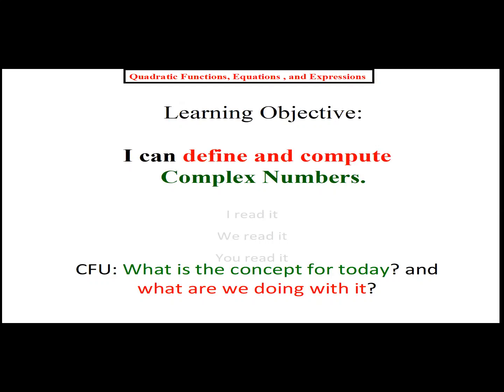I'll give you 1 minute to do that. Get a Cornell note ready. You do need a Frayer model. Go. All right.